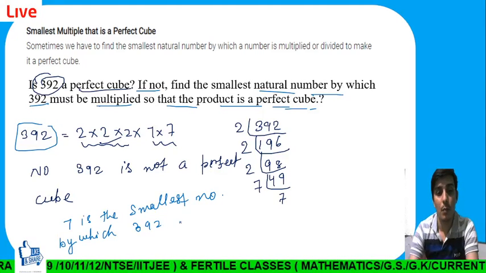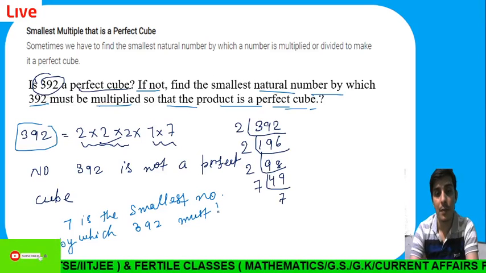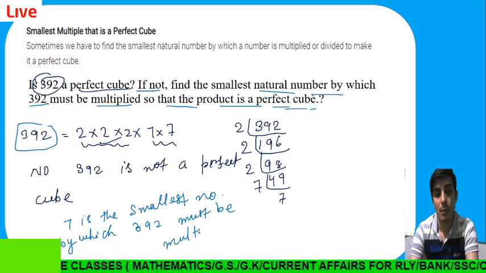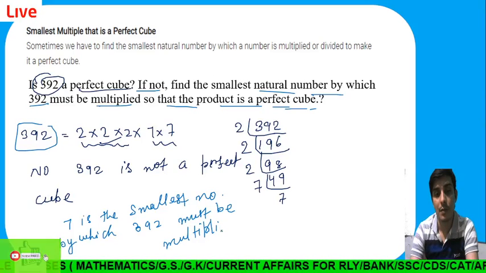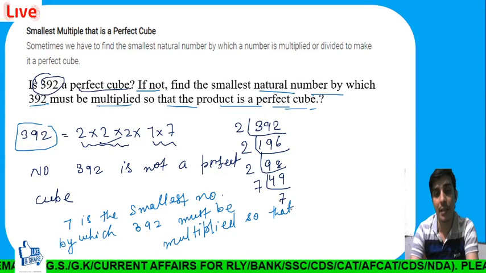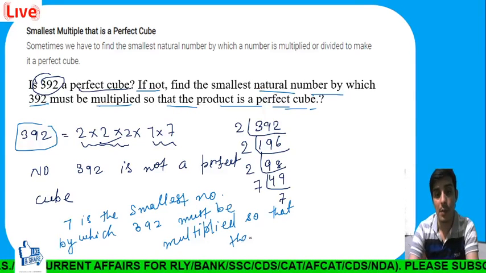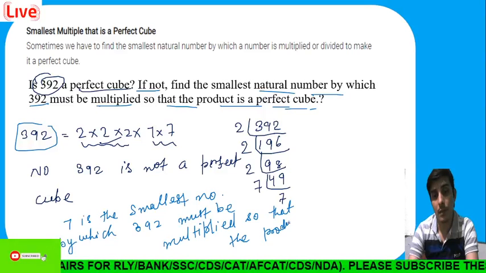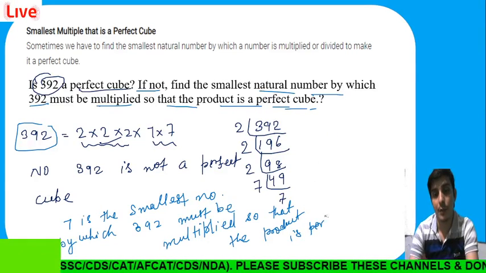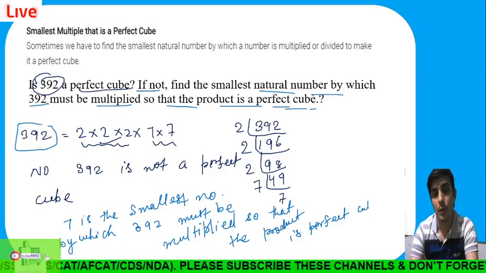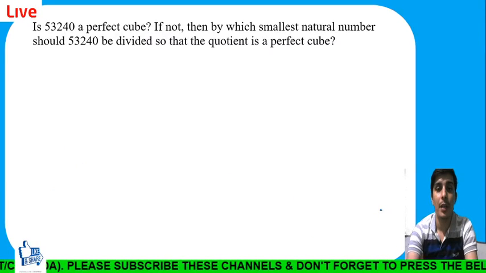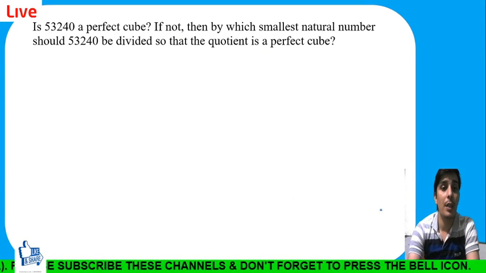by which 392 must be multiplied so that the product is a perfect cube. Everything clear? Okay, right, guys? Are you getting my points? Okay. Another question is also given.